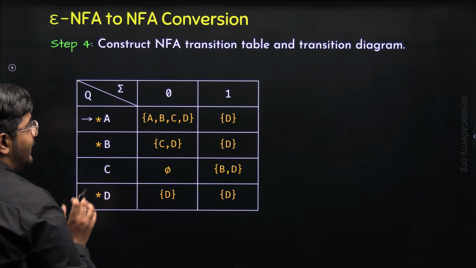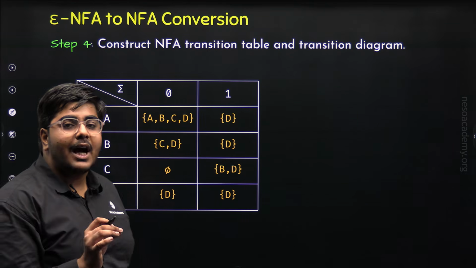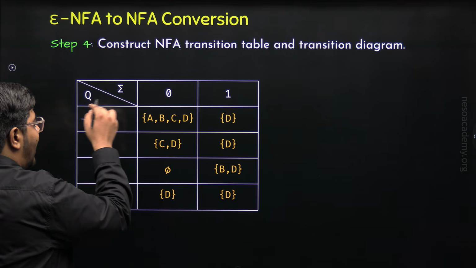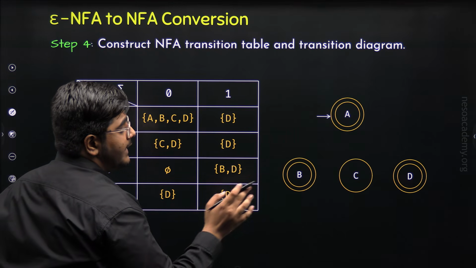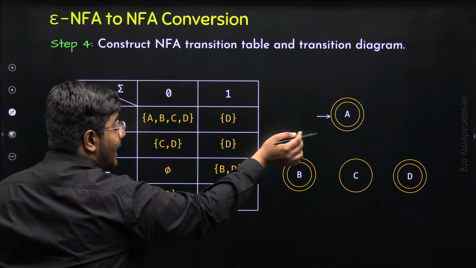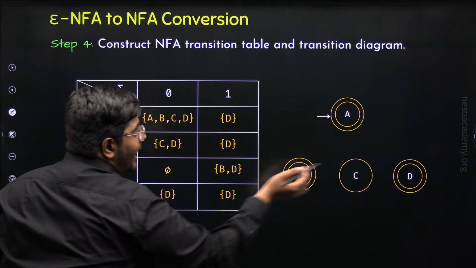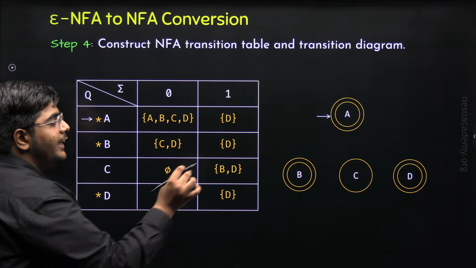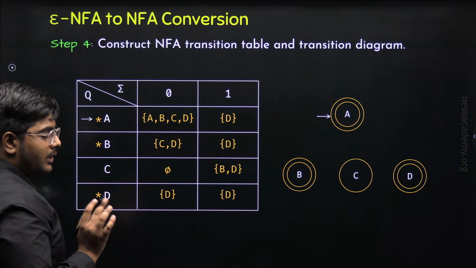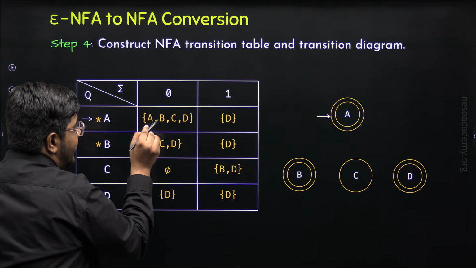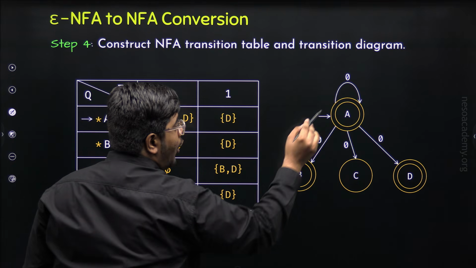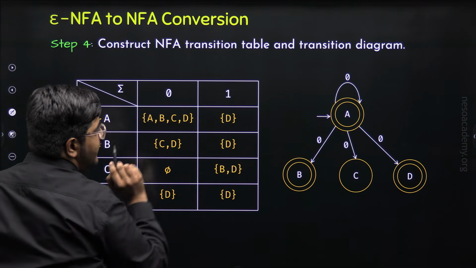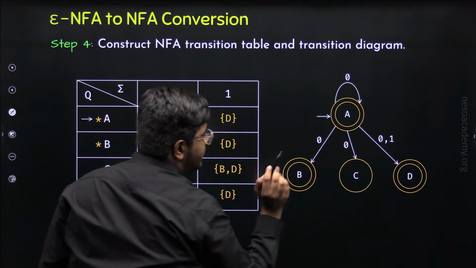As we have got the transition table of our NFA, it is a very simple task to convert the transition table into the transition diagram. We have the 4 states A, B, C and D. A is the initial state as well as the final state. B and D are the other final states, and C is just a regular state of our NFA. Now we need to complete the transitions as per this table. A on 0 gives A, B, C and D. A on 1 gives D.